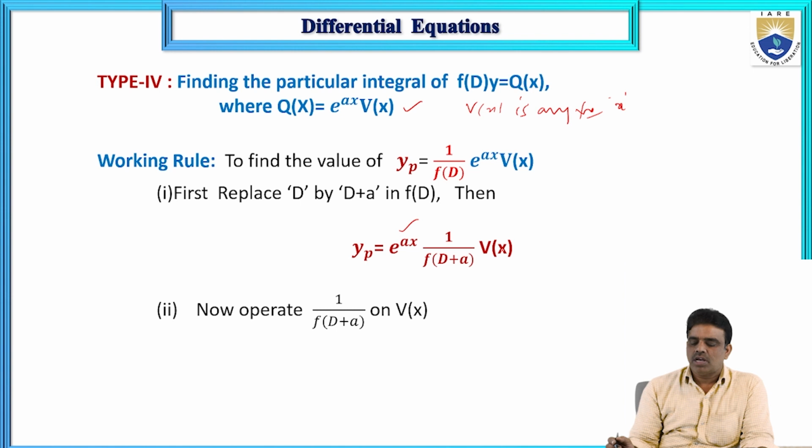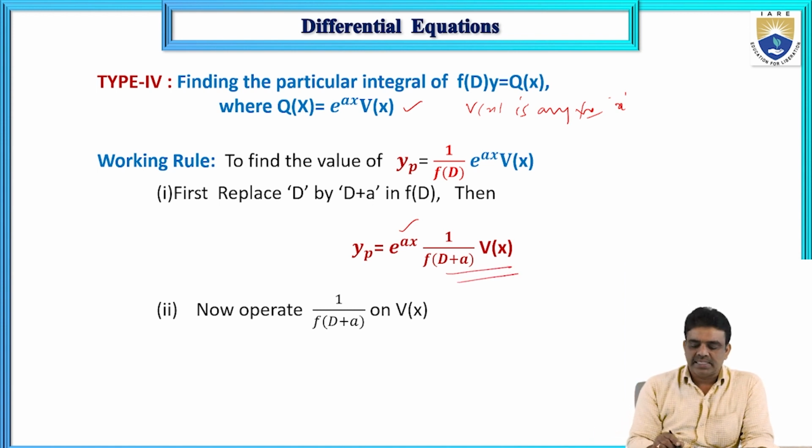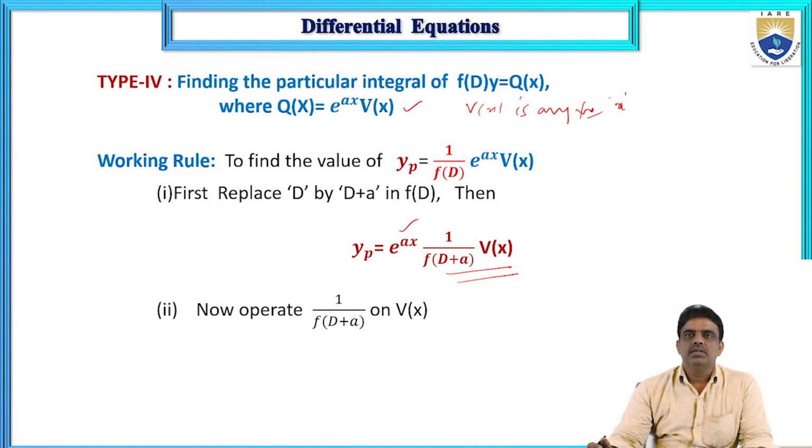So I am using a shorter method, and I am giving the procedure only. I am not going into the detail of the method. After this, we operate 1 by f of D plus a on V of x. 1 by f of D plus a means it is a function of D, and 1 by function of D operates on V of x. That we can do using the general method or shortcut methods based on the function V of x.